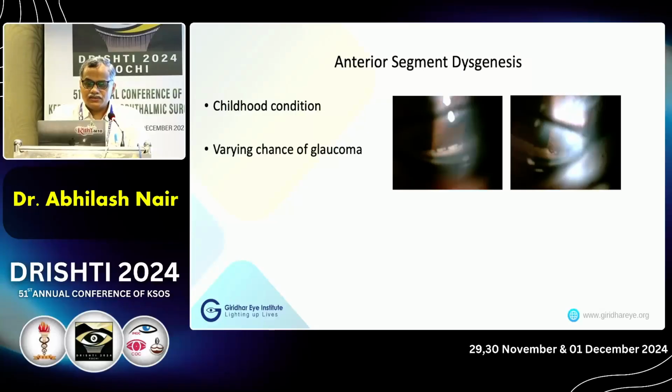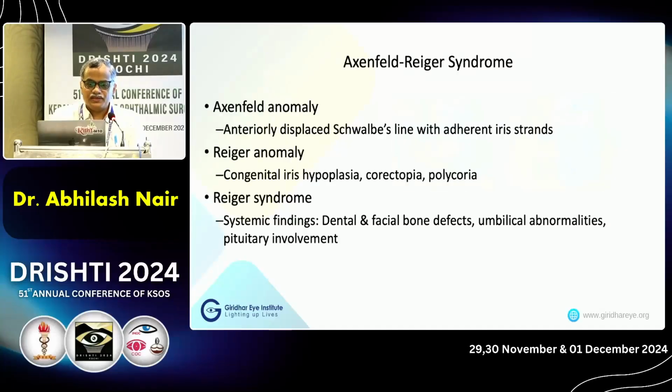So this is a gonio photo of a few of the iris membranes that are forming onto the Schwalbe's line. Coming to Axenfeld-Rieger syndrome, Axenfeld anomaly is an anteriorly displaced thickened Schwalbe's line. Sometimes they are displaced into the anterior chamber. They float into the anterior chamber, and there are always adherent iris strands pulling it downwards. Rieger's anomaly is a congenital iris hypoplasia. They may be associated with corectopia and polycoria, and if they are associated with systemic findings, you will get dental or facial bone defects, umbilical hernias, and pituitary involvement.